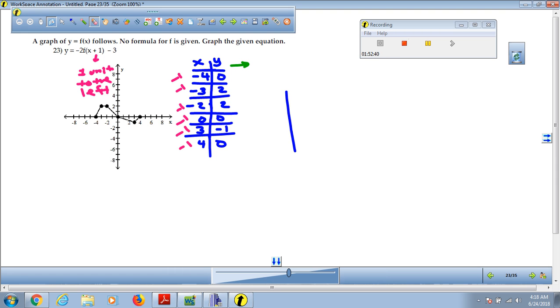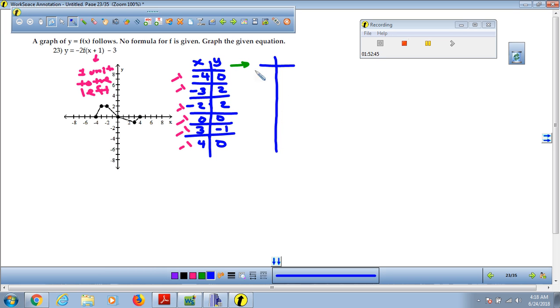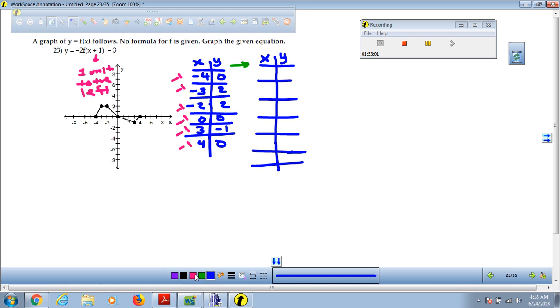This is not very straight. Let me see if I can do it better. Okay. So -4 minus 1 is -5. This is -4, -3, -1, 2, 3. These ones are the same.